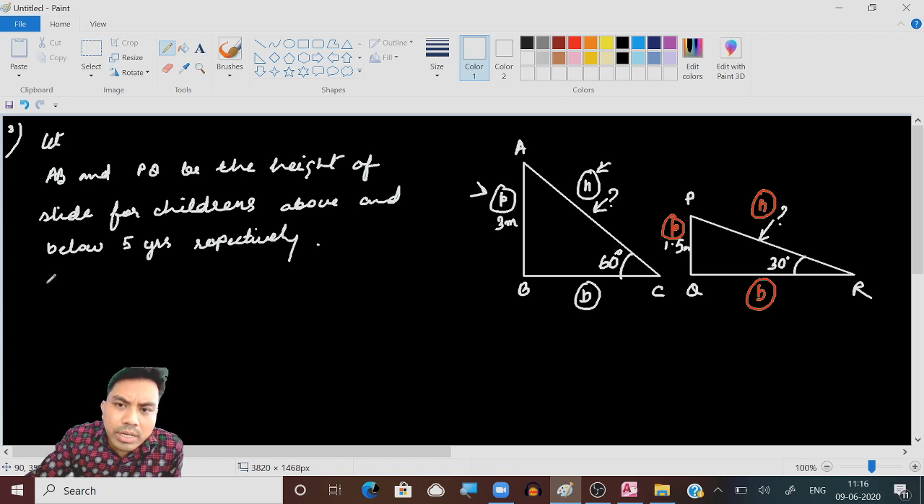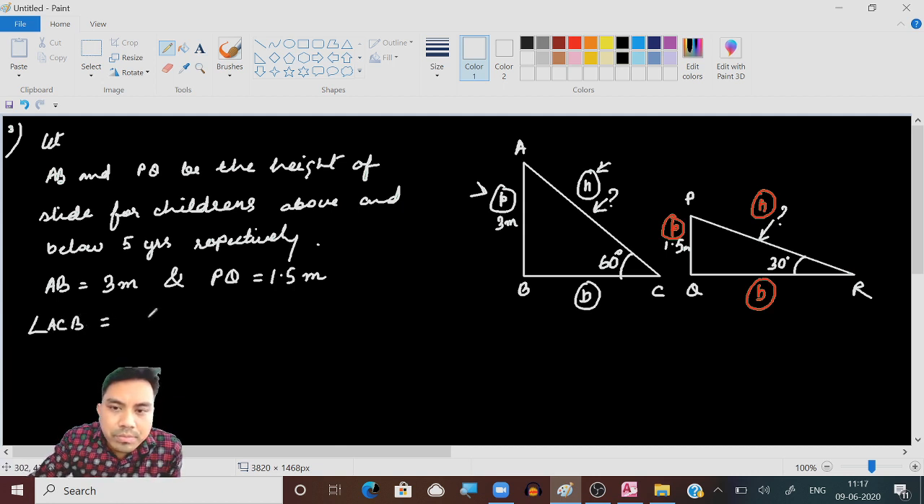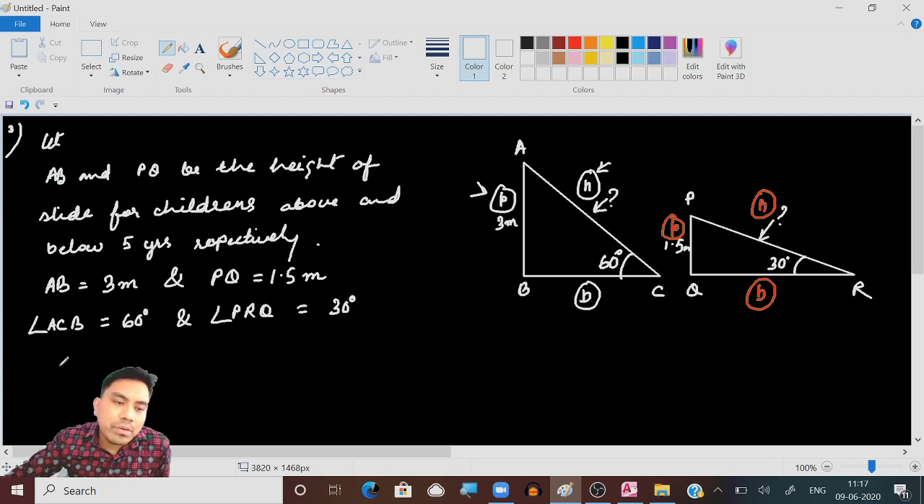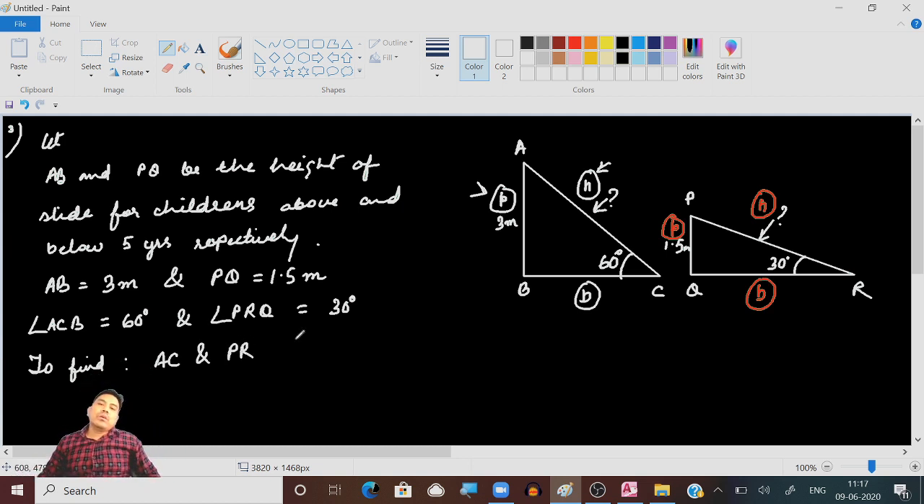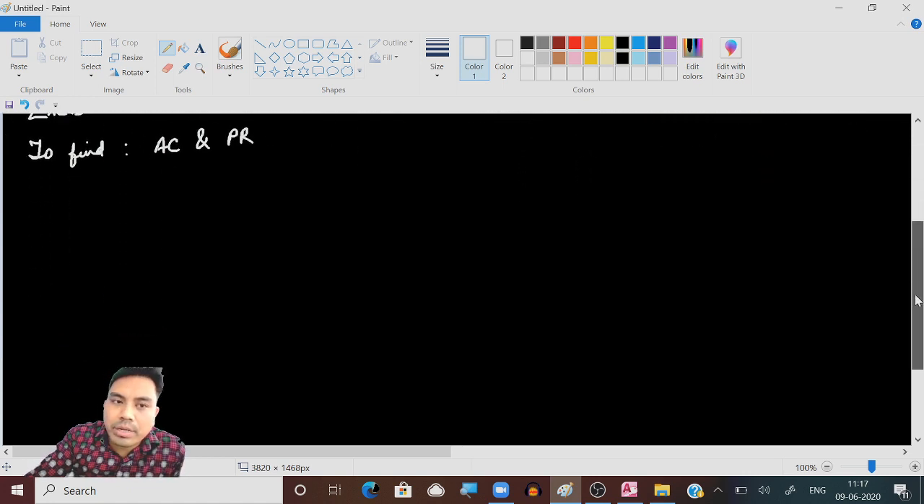Now what things are given? We are given AB equal to 3 meter and PQ is given as 1.5 meter. Okay, what things are given else? Angle ACB equal to 60 degree and angle PRQ is given as 30 degree, isn't it? Now what we have to find out? We have to find out AC and PR. Okay, all right, as I told you, we have to use sine theta on both the triangles. So we'll apply sine theta in both the triangles.